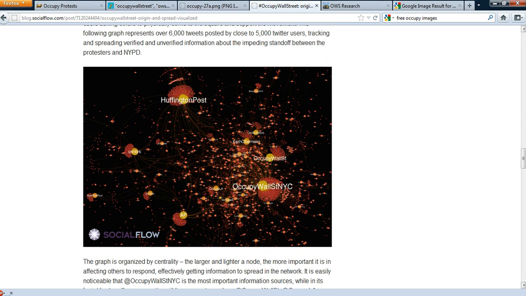So this image represents the Twitter activity on October 13th. Yes, in a matter of a few hours. As you can see, there was an explosion of activity, not only from Occupy Wall Street, but from media outlets such as the Huffington Post.